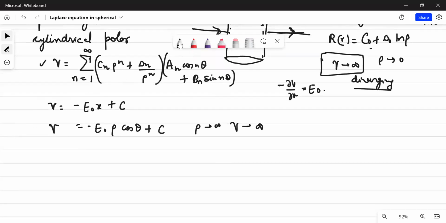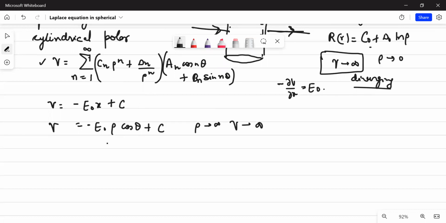Okay. Now, I know that as rho tends to infinity, my potential in general would remain as minus E naught rho cos theta plus c. So this is how my potential would remain.